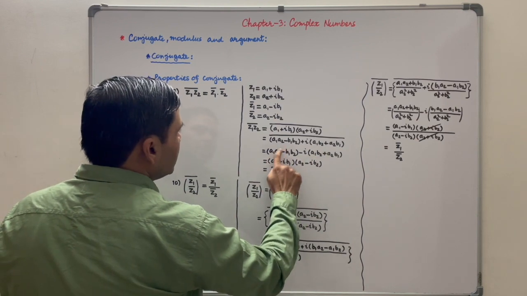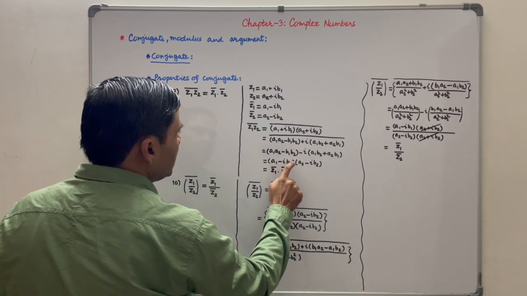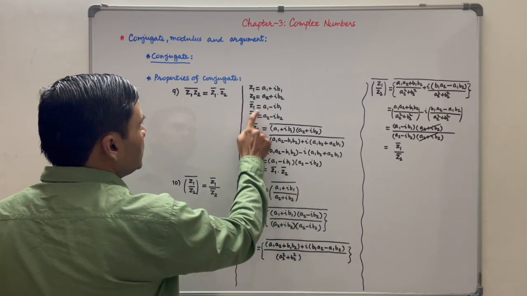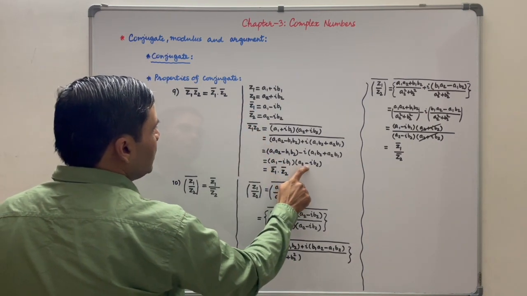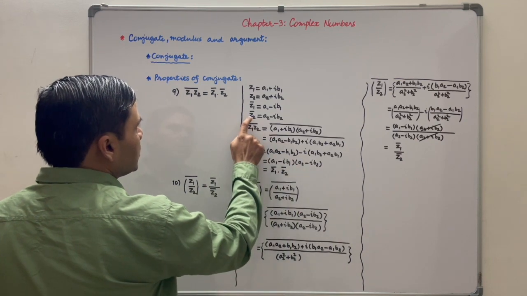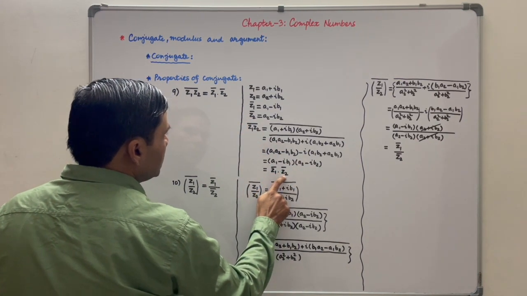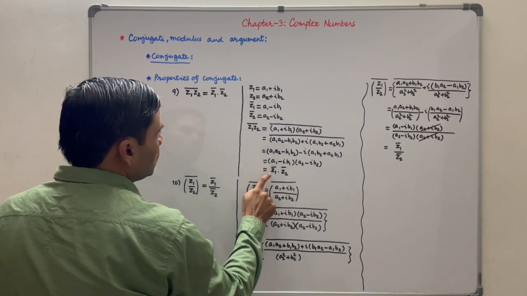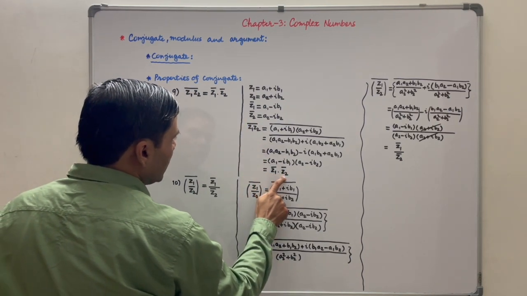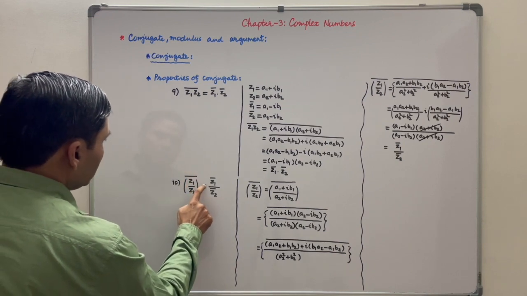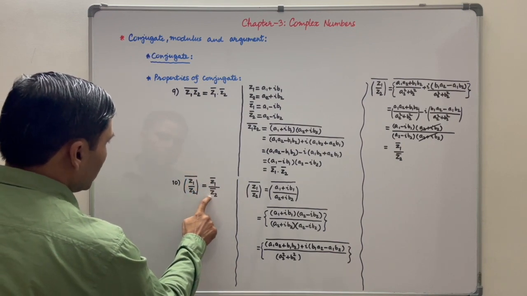We can rewrite this as a1 minus ib1 into a2 minus ib2. a1 minus ib1 is equal to z1 bar and a2 minus ib2 is equal to z2 bar. So this becomes z1 bar into z2 bar. So z1 z2 whole bar is equal to z1 bar into z2 bar. 10th property, z1 upon z2 whole bar is equal to z1 bar upon z2 bar.